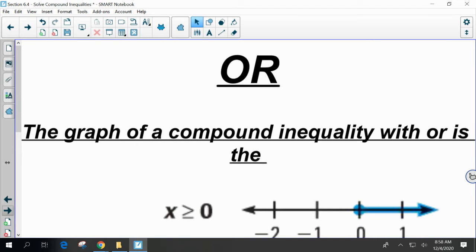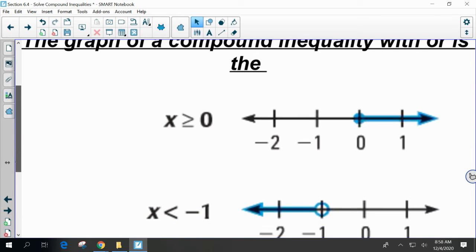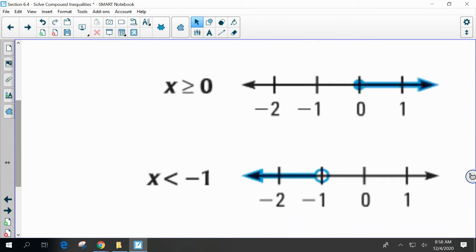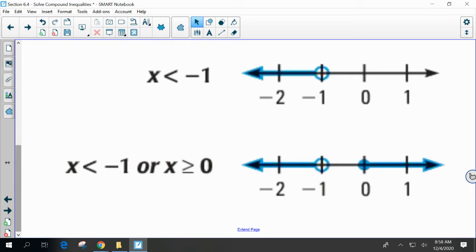So here's what a graph would look like if we were to say "or". x is greater than or equal to 0, so you're going to have a closed circle at 0 going right. x is less than -1, so open circle at -1 going left. And if you were to put those two together, they don't overlap each other. One goes left, one goes right. So we would say "or", because it's not including anything here in the middle.